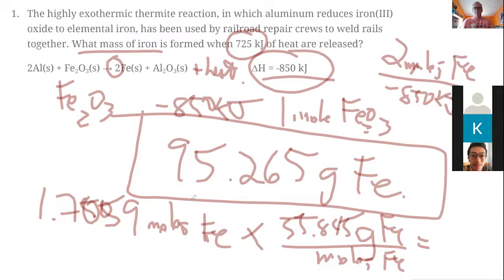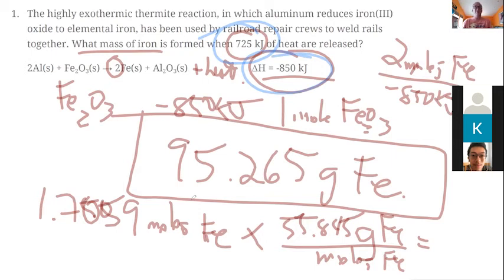The significant figures. Bingo. We always have to take into consideration significant figures. And for this, how many significant figures? Basically we have 2 numbers that go into our significant figure discussion. We have 725 kilojoules of heat released from this reaction, and we see that the change in energy for this reaction is minus 850.